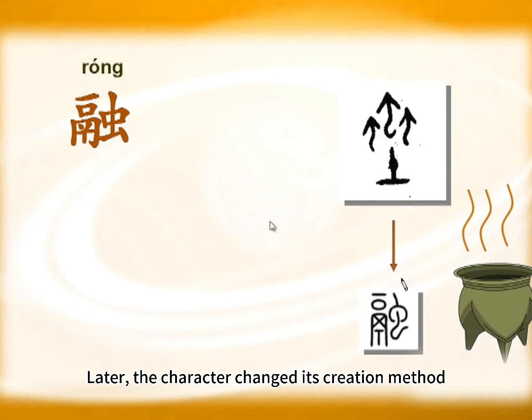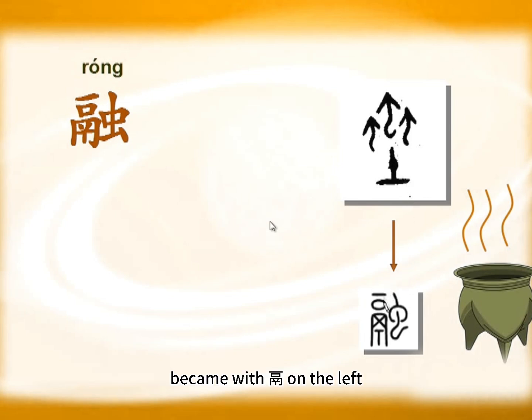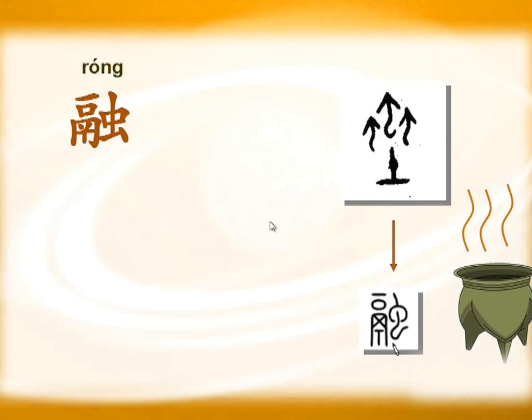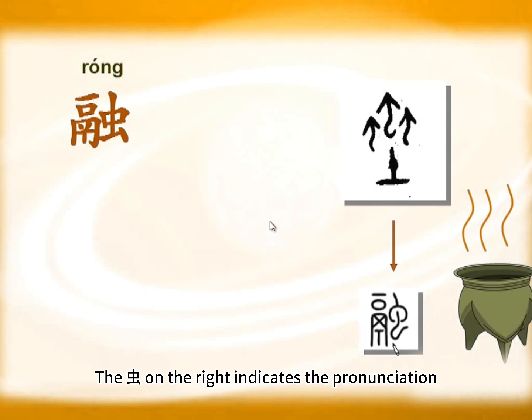Later, the character changed its creation method, becoming li on the left. Li is the tool for cooking. Li is used to boil food, used to represent the meaning of heating and melting. The chóng on the right indicates the pronunciation.